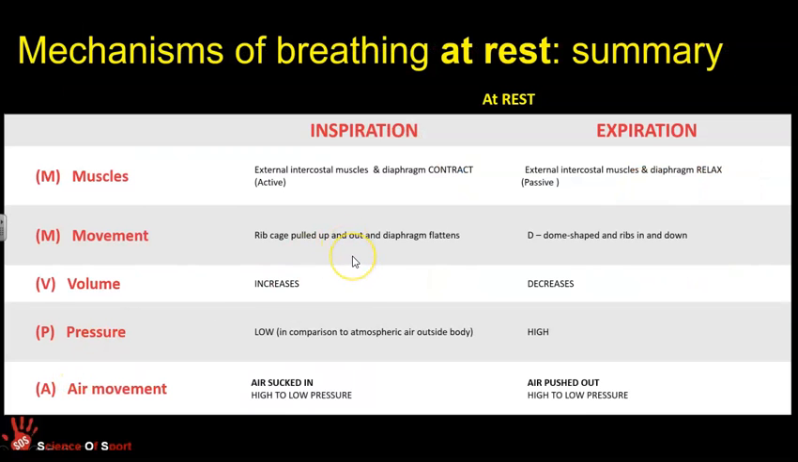Here's a summary of the stages of inspiration, expiration. Exam questions might just ask you about inspiration at rest. It might just ask you about expiration at rest. And you need to know these bits of information separately. You need to translate the question or interpret the question to make sure you answer what it's asking you about. Don't just write about everything because you might know it. So this is mechanisms of breathing at rest, in and out.